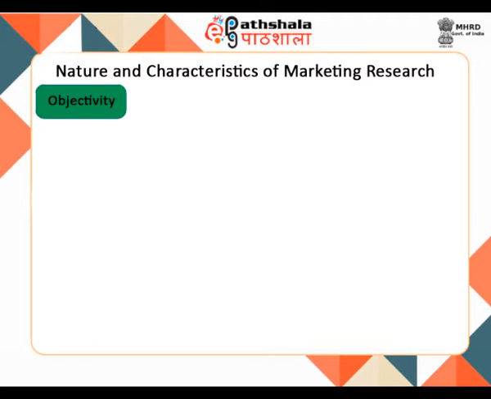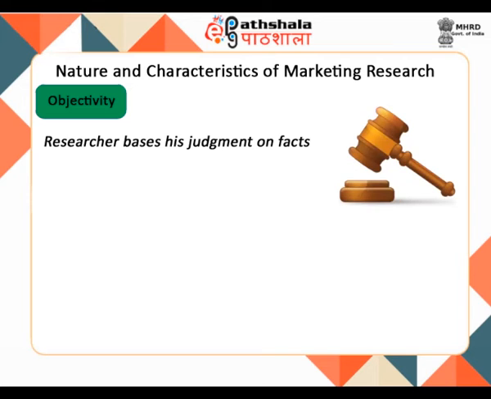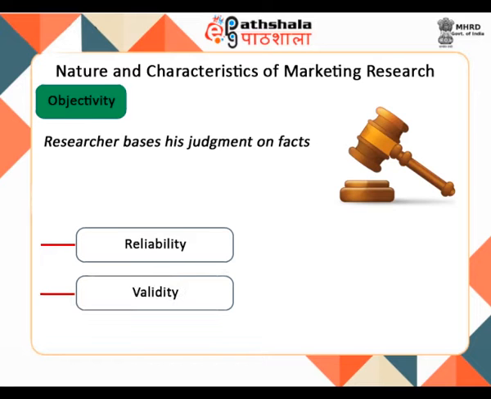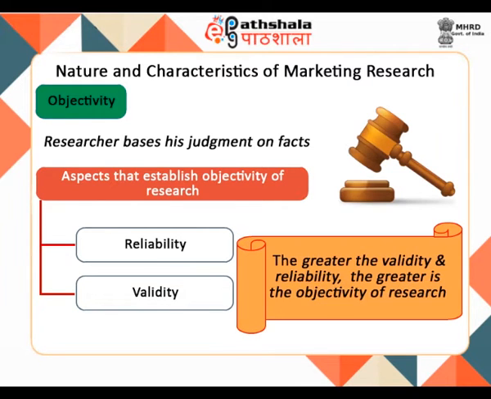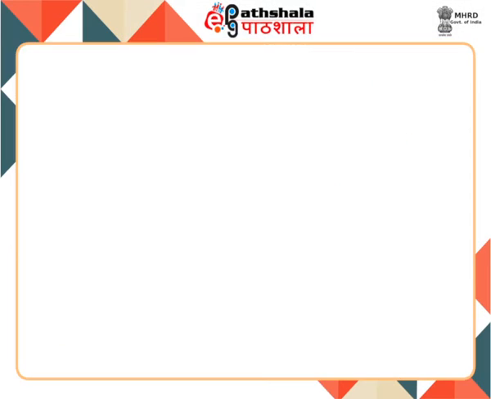Objectivity. Objectivity is one of the criteria of a scientific research. Objectivity is ensured when the researcher bases his judgment on facts and not on preconceived notions or intuitions. Reliability and validity are two important aspects that establish the objectivity of the research. The greater the validity and reliability, the greater is the objectivity of research.